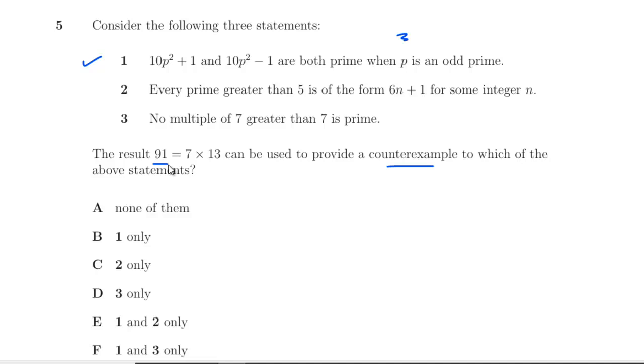Number 2, every prime greater than 5 is of the form 6n plus 1 for some integer n.